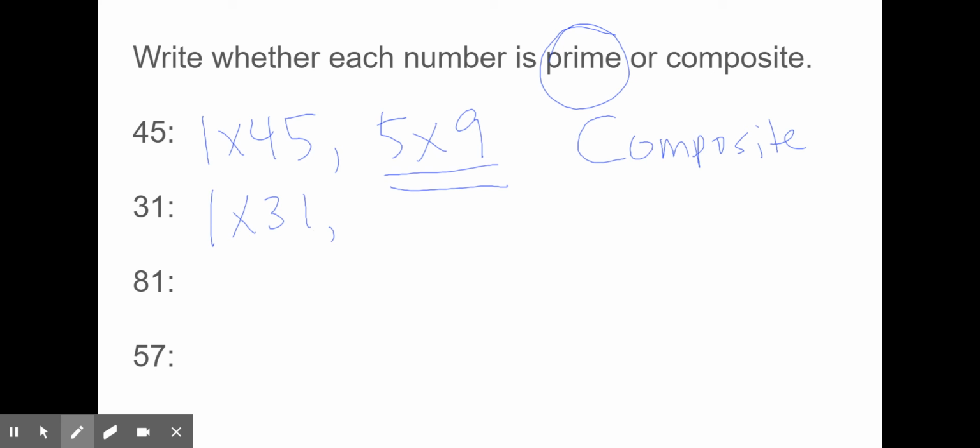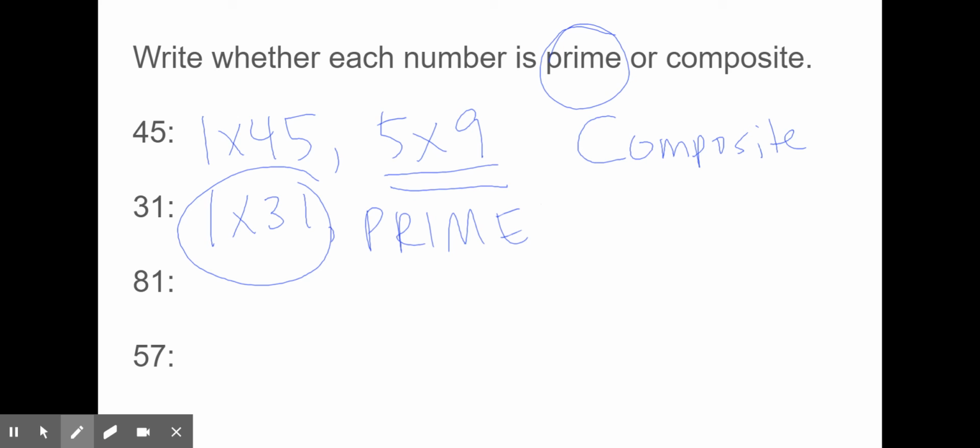Is 5 a factor? Nope. It does not end in 0 or 5. Is 6 a factor? Nope. 2 and 3 are not factors. Is 7 a factor? Nope. 7 times 4 is 28. 7 times 5 is 35. 8 is not a factor. 9 is not a factor. And so 1 times 31 is its only factor pair, meaning this number is prime or a prime number. It's special. It only has one factor pair. And believe me, guys, that does make that number special.